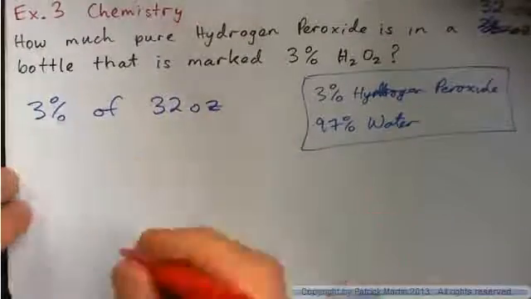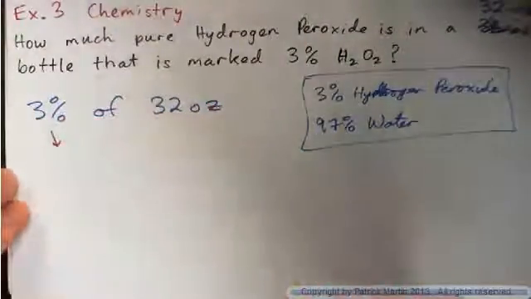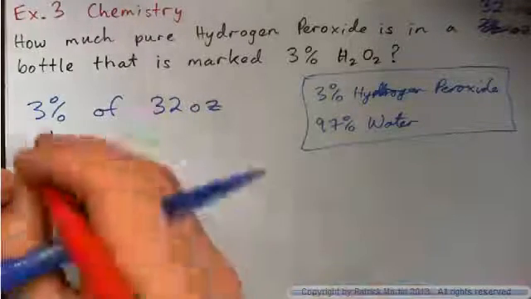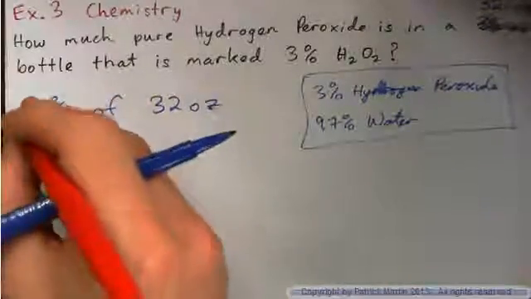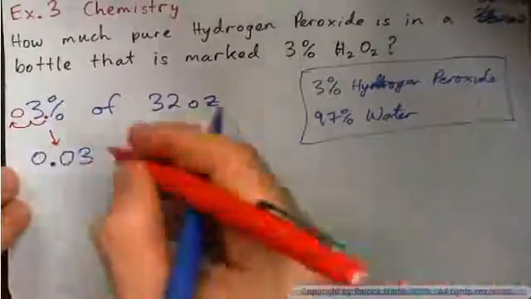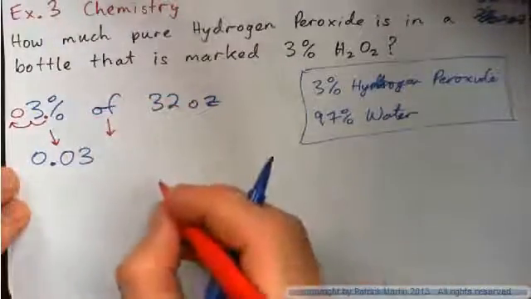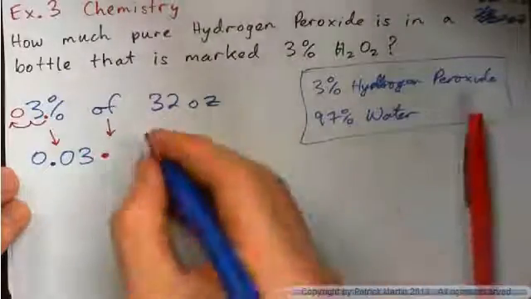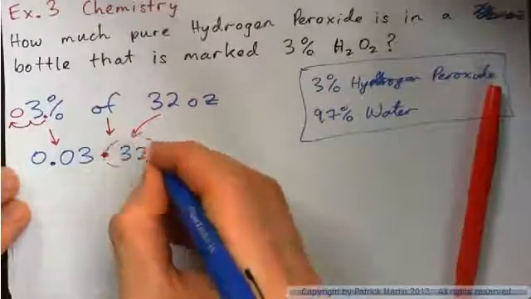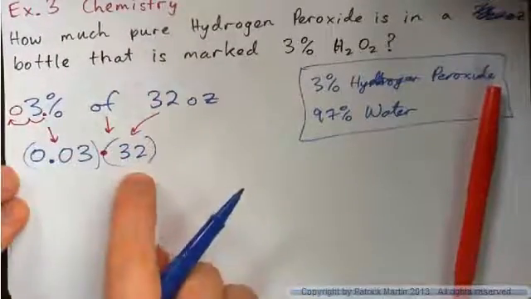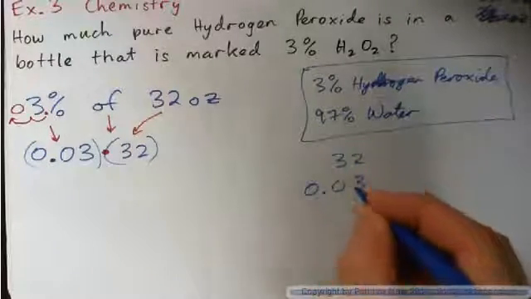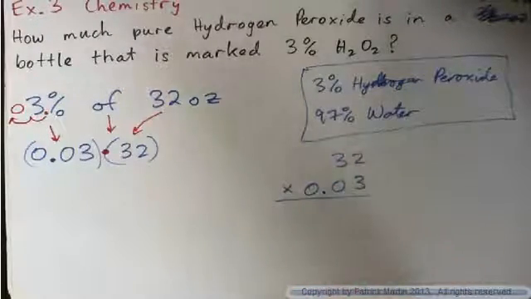So 3%, first of all, you should write that as a decimal. Turn 3% into a decimal. The decimal point is here, move it two spaces to the left, and we get 0.03. What does "of" mean? Of means multiply, right? Multiply by 32, right? So 0.03 times 32. Multiply that and see what you get.